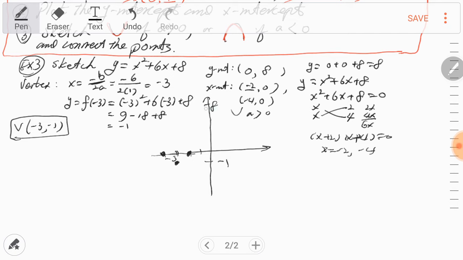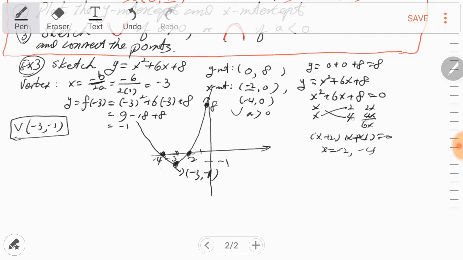So let's connect the points. And then we know the graph is concave upward like this. It's got to be a reasonable graph, right? Something like this. So this is the vertex. The vertex is (-3, -1). The x-intercepts are -2 and -4, and this is the y-intercept, 8.